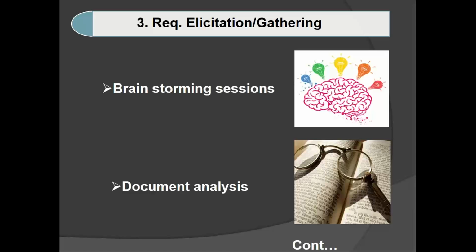So by seeing this image, what are you understanding? Can anyone let me know? What are you understanding by this? Just sitting and thinking of all possible ideas. Okay, possible ideas. So brainstorming is nothing but generating ideas with an individual or with a group of individuals.